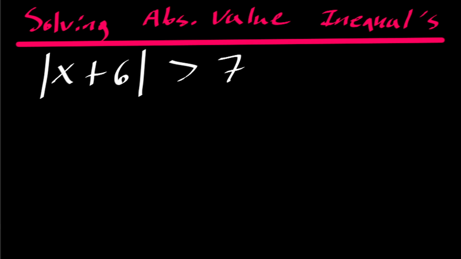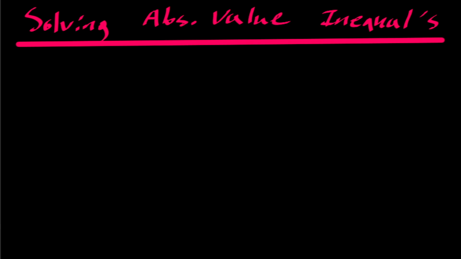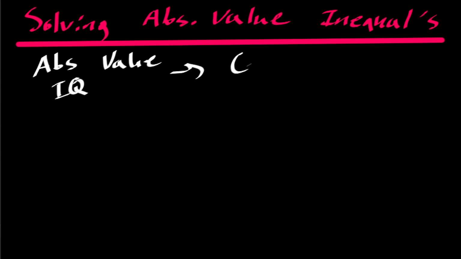So let's back up just a second and get some notes down. The first thing would be this. You can either write this down or just make sure you understand it. An absolute value inequality actually turns into a compound inequality. So if you have an absolute value inequality, it gets made into a compound inequality.